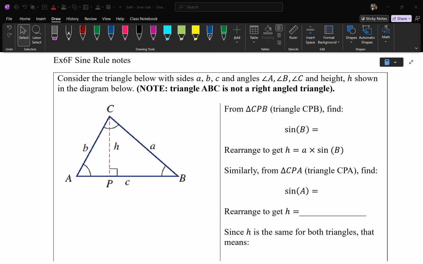So what do you do when you have non-right angled? There are 2 rules. One's called sine rule, which is 6F, and then the second one is cosine rule. Sine rule arguably is the easiest one to remember or to memorize. So I'm going to show you how to derive the rule. This is how it works.